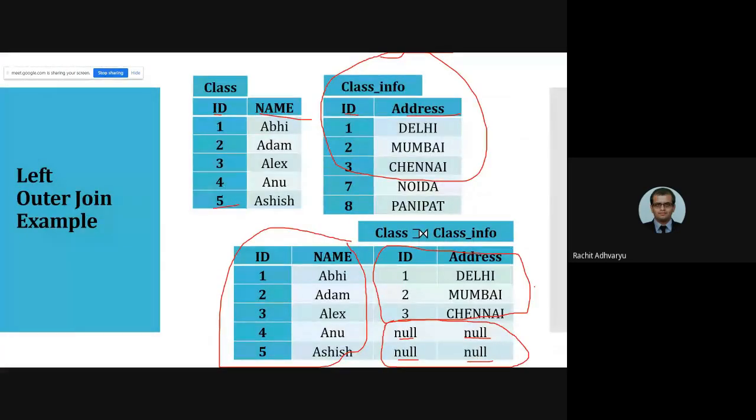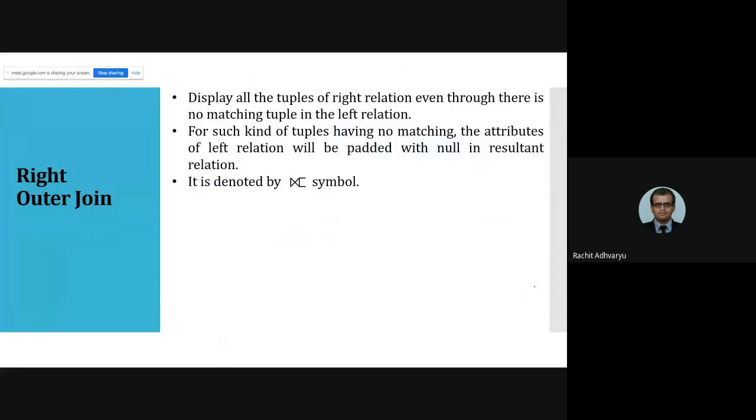Fine. So second is right outer join. Similar to left outer join, now it is a right outer join. What does right outer join say? Display all the tuples or rows of the right table, even though there is no matching tuple in the left. So in left outer join, what are we doing? We are displaying all the left tuples and the matching right tuples, but where there is a mismatch, we put null. Now here in right outer join, what are we going to do?